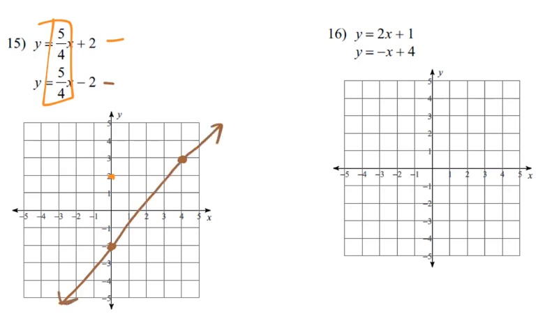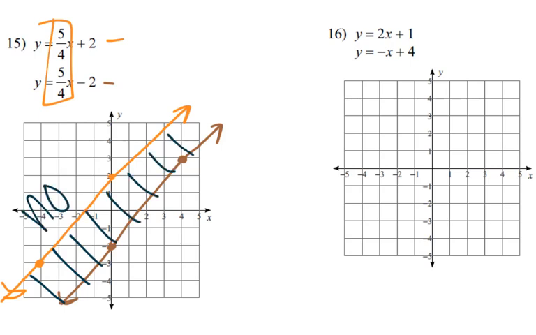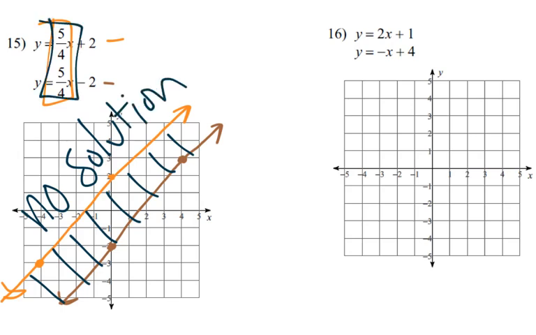So when we have that same slope with a different y-intercept, we're always going to be maintaining that same distance between them because they're parallel. So when they're parallel, there's no solution. They never intersect. We know that because they have the same slope, different y-intercepts.